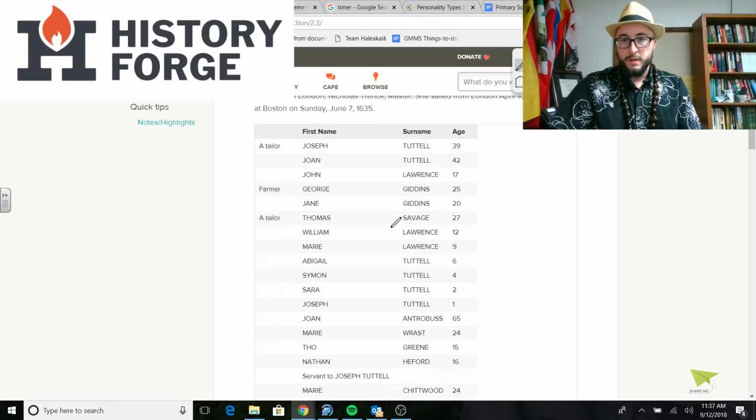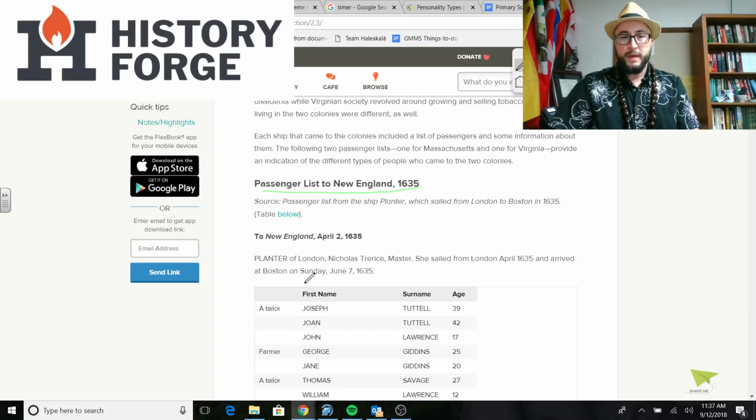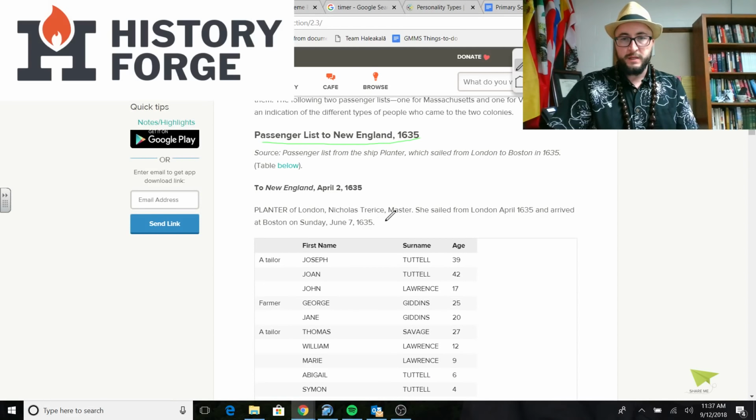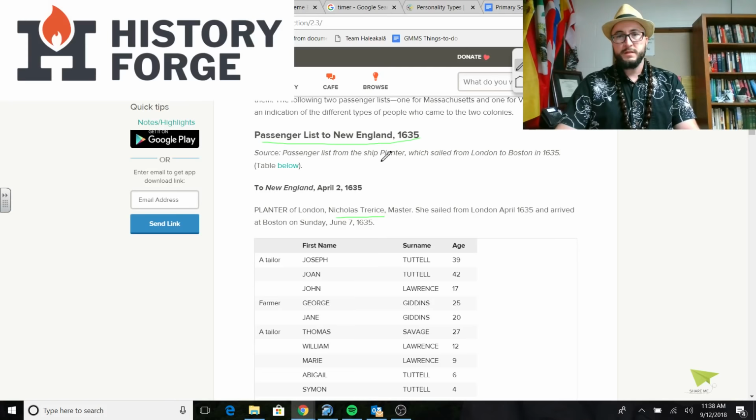It has a lot of names. I don't know how many off the bat. It looks like around maybe 30 to 40. And it says right here, Planter to London, Nicholas Trace, Master. She sailed from London April 1635 and arrived at Boston on Sunday, June 7, 1635. So it doesn't really say who this person is, Nicholas Trace. I'm having a hard time saying that name. I don't really know. Maybe it's a person who had the list. It doesn't really say. So sometimes the source information can be helpful, sometimes not. But we do know this is a list for a planter group, it looks like.